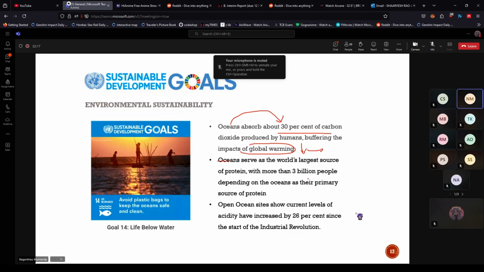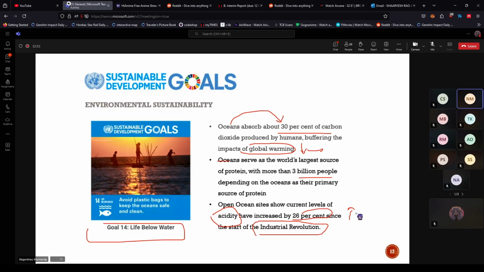Not only that, the oceans are the protein source for 3 billion people around the world, so it's food security. It is also noted that the acidity of the ocean has increased 26% since the start of the Industrial Revolution. The Industrial Revolution definitely comes with a negative effect as well. When the acidity of the ocean water increases, what happens? The life in the ocean might be affected, and the ecosystem might be changed. So that's why we treat this as one of the goals, to ensure that the acidity level goes down. At the same time, the protein source or food security for these 3 billion people is guaranteed, and the global warming effect can be minimized.